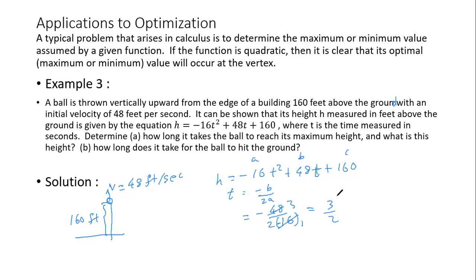Okay. This is the answer to part A. How long it takes the ball to reach its maximum height, and what is this height? To find that height, we can substitute this 3 over 2 for t. This is seconds.